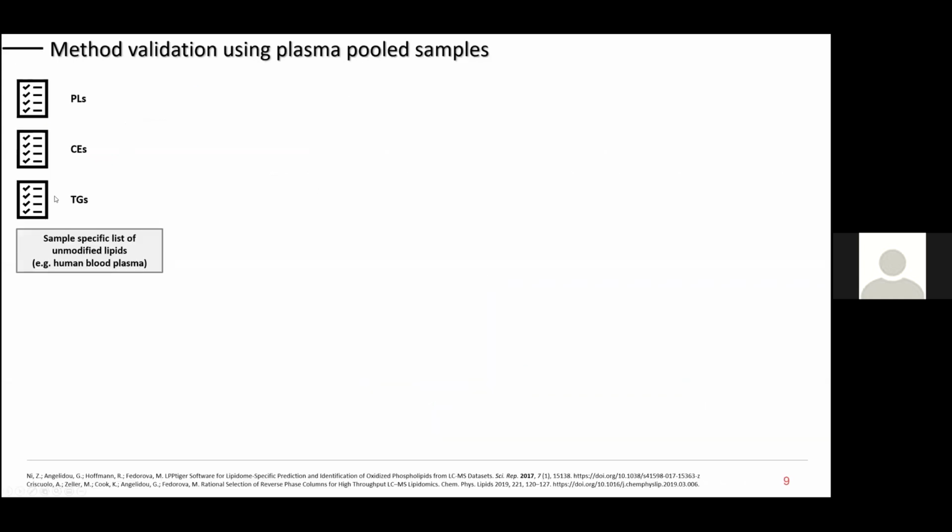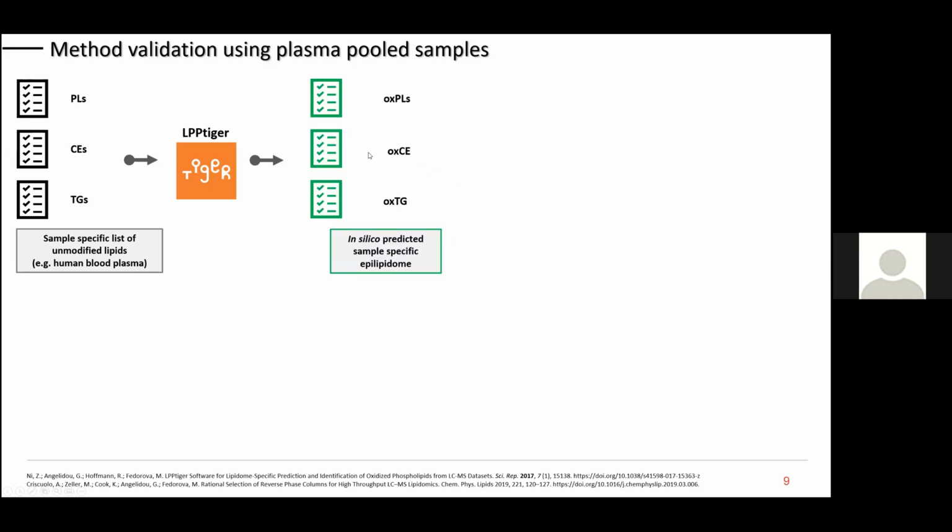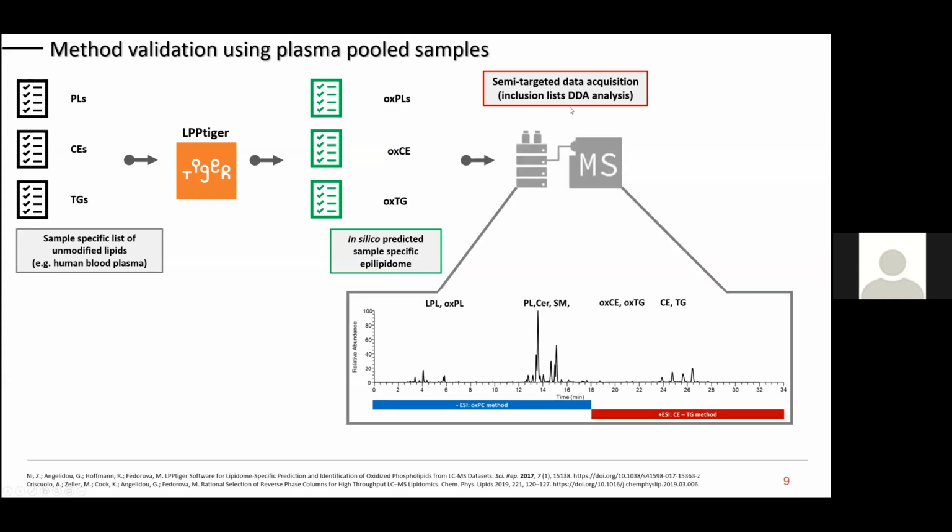So it works like that. We take some lipids which we identified as unmodified, specific to the sample, with their corresponding fatty acyl chains. We use them to predict oxidized lipids by LPP Tiger. We get a huge list, but we can still use it in the semi-targeted approach I described here. So we use it as an inclusion list in data-dependent acquisition. We look for oxidized phospholipids, oxidized cholesterol esters, and TGs, and we can do it in one method by using polarity switching because they are very nicely separated by reverse phase chromatography.